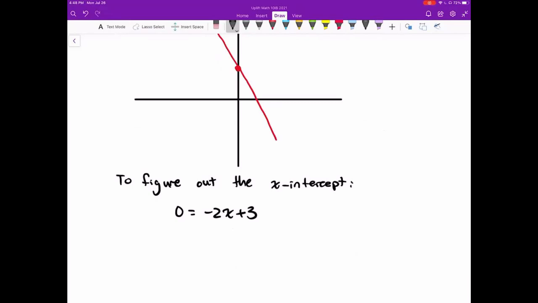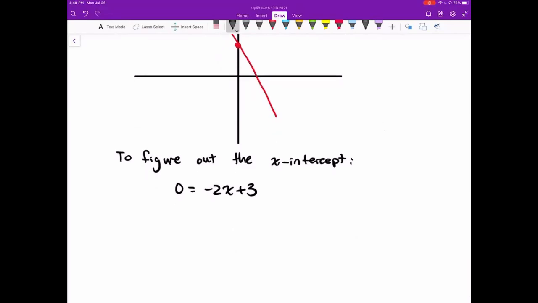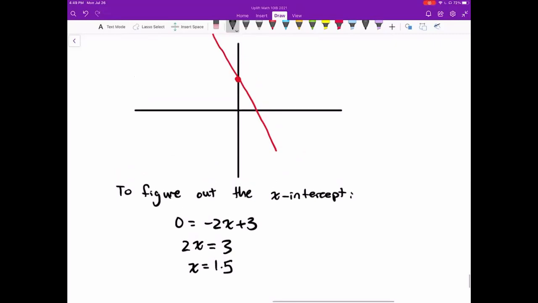And then what we can do is use basic algebra to isolate the x. 2x equals 3 and x equals 1.5. So the x-intercept will be at 1.5, 0.